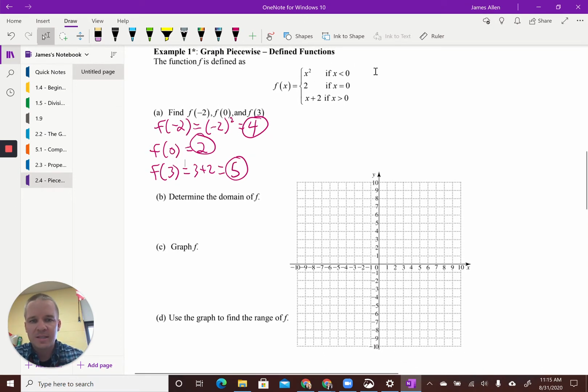I have x less than 0, we know that x equals 0, and x greater than 0. So that actually includes everything. We're really talking negative infinity to infinity. There are no gaps in the domain.